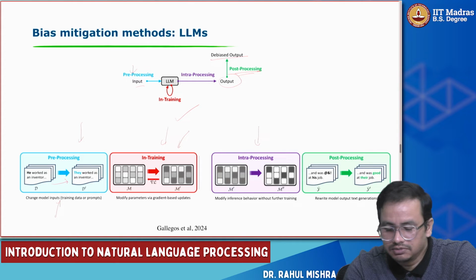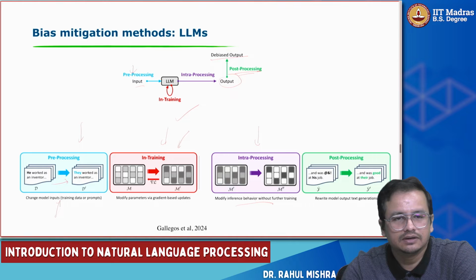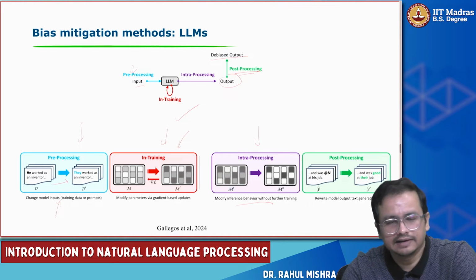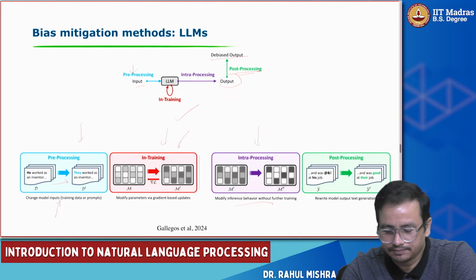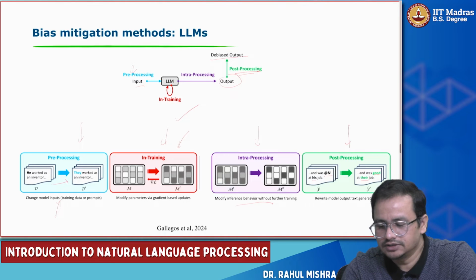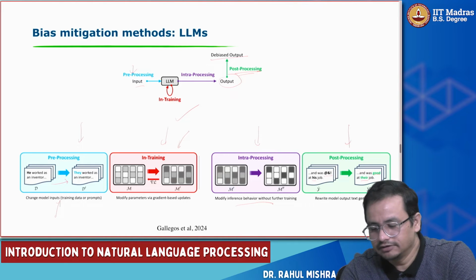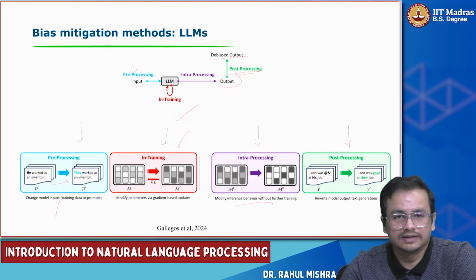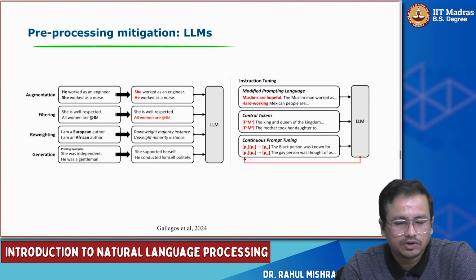And then intra-processing could be modifying the inference behavior without further training, right? So you do change in the decoding scheme, you change the parameters of decoding, you might want to change how you select the words and so on, right? So intra-processing. And then post-processing, like there are some curse words, and at his job, rather than saying that, you say good versus there, right? So you kind of change it into an intended neutral format, right? So a more positive format. So that's called rewriting.